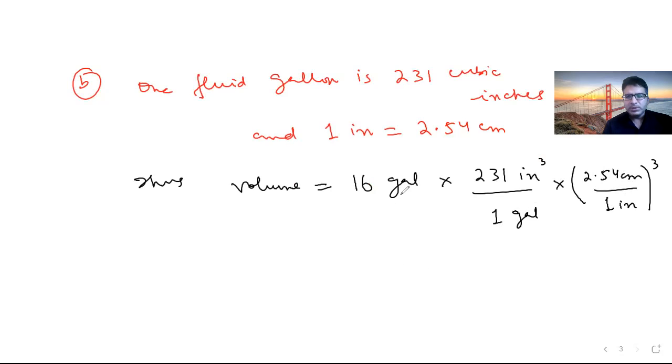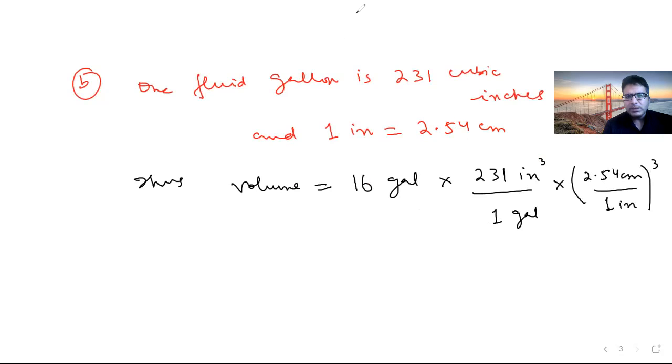See, our given volume is 16 gallon. Then I am multiplying it by 1. Since 1 fluid gallon is 231 cubic inches, therefore 231 cubic inches over 1 gallon is 1. So I'm multiplying it by 1. Then I am multiplying it by another 1, but I'm cubing that 1. Since 1 inch is 2.54 centimeter, therefore 2.54 centimeter over 1 inch is 1, right? And I cube that. 1 cube is also 1, right? I'm adjusting the things. See what will happen now.